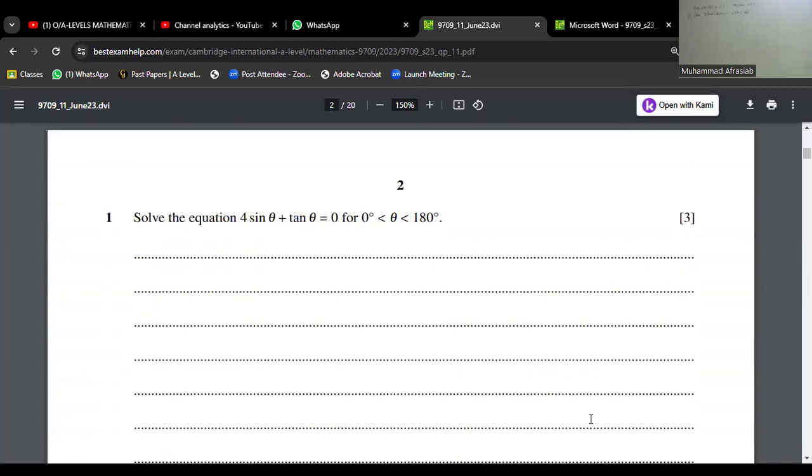Question number 1. Solve the equation 4 sine theta plus tan theta is equal to 0, where theta lies between 0 and 180 degrees. So it means that 0 degrees and 180 degrees are not inclusive of the solution. Any angle lying between these two values will be the solution of this problem. So we will solve it.